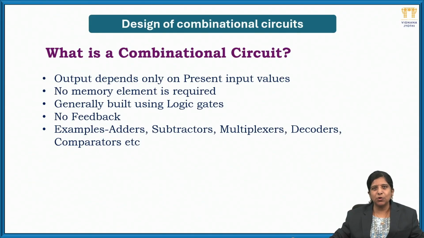And the basic building blocks which are used to design the combinational circuits are logic gates. And there is no feedback path in the combinational circuits. Feedback path is nothing but the output is connected back to the input, that we call a feedback path. The examples of combinational circuits are adders, subtractors, multiplexers, comparators, encoders, decoders, code converters. All these come under the examples of combinational circuits. But the serial adder, we cannot call it a combinational circuit. It is a sequential circuit that we can discuss later.